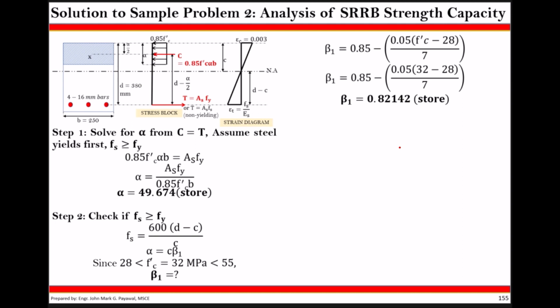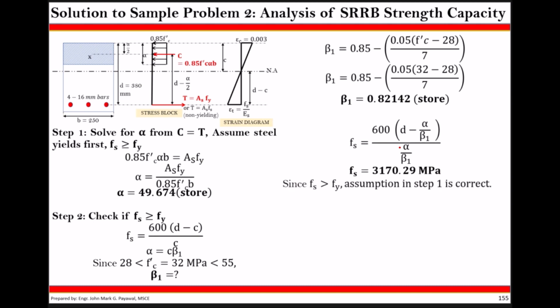With our value alpha, 49.674, and beta 1 equal to 0.82142, we can then compute for F sub S. What is F sub S? F sub S is 600 times D minus C over C, expressing C in terms of alpha, C equal to alpha over beta 1. You can pause the video and try to compute for F sub S. Use exact values only. Computing for Fs would yield 3,170.29. If this is not your answer, pause the video and try to recalculate. I have already checked the final answer and this is correct. Sana lumalabas yung 3,170.29 sa inyo.